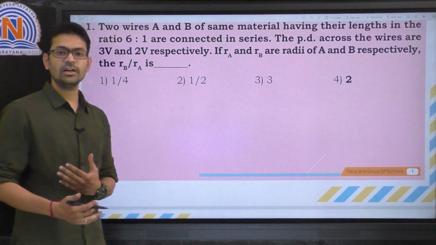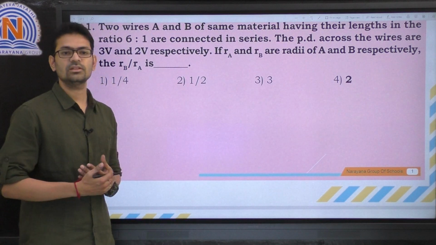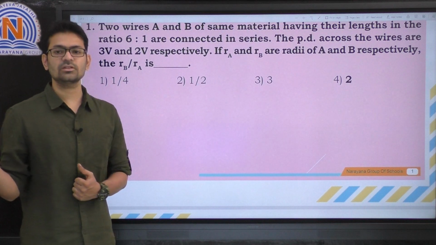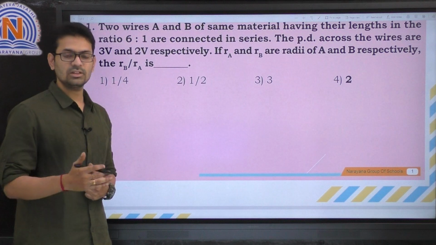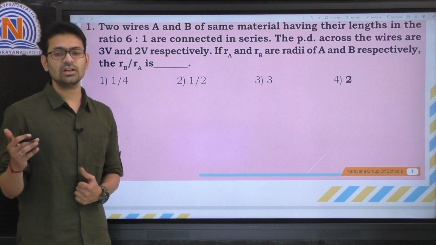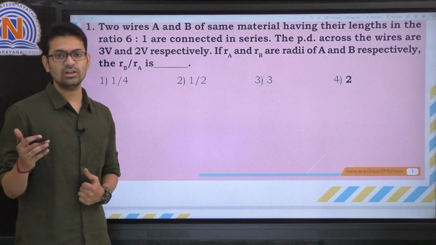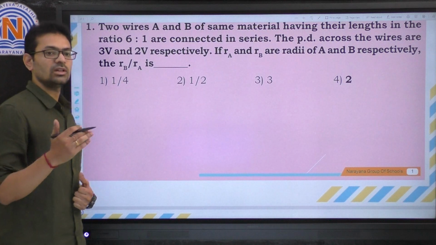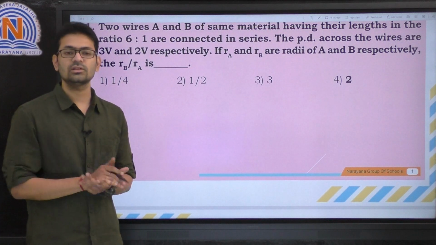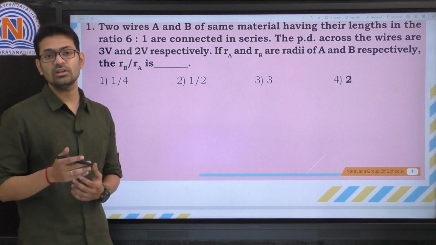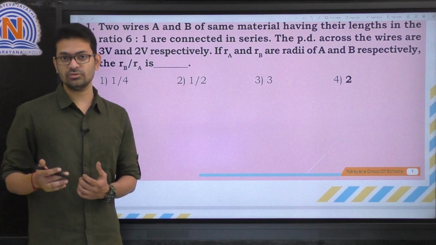Two wires A and B of the same material, having their lengths in the ratio 6:1, are connected in series. The potential differences across the wires are 3 volts and 2 volts respectively. If the radii of A and B are given, they are asking you to find the ratio of radius B to radius A, that means the radius of wire B and the radius of wire A.